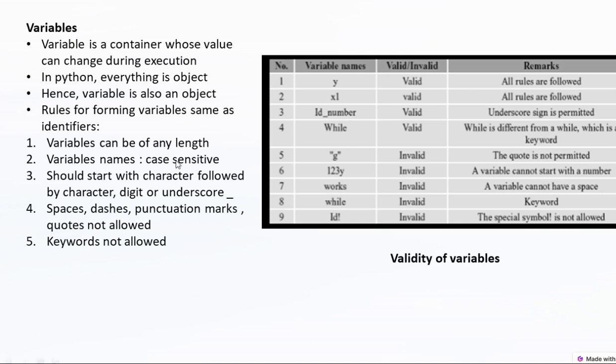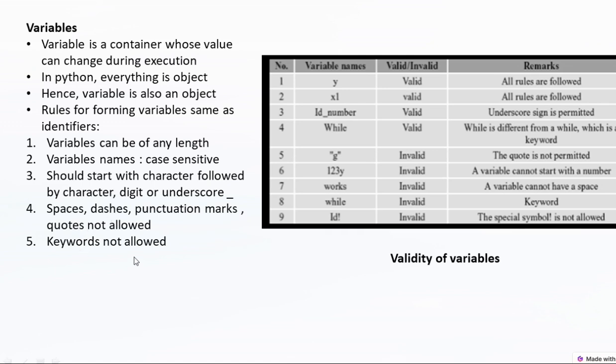Okay, so there are some rules when you're forming your variables. The variables can be of any length. The variables are case sensitive, which I told you. Python is a case sensitive language. Small a is different from capital A. And when you're declaring your variable, it can start with a character. You can follow it by characters, digits or underscore. Inside your variable, you cannot have spaces, dashes, punctuation marks or quotes.